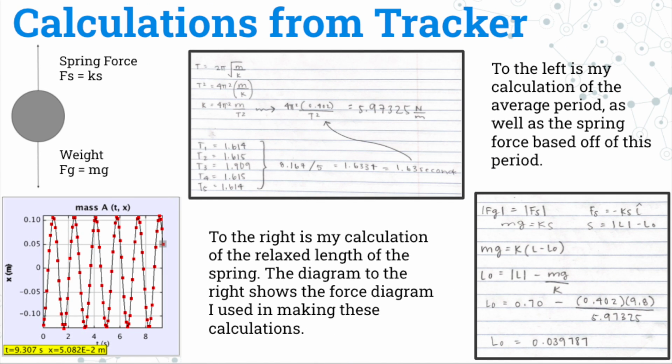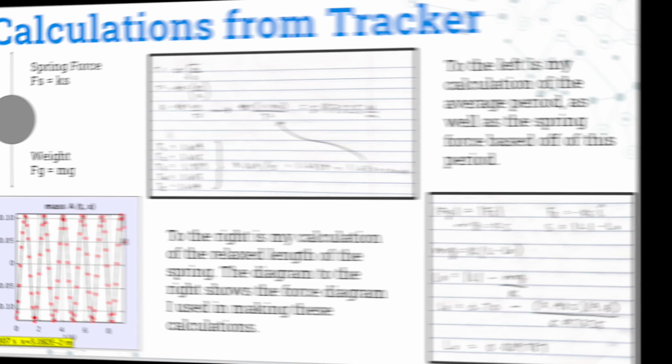There were two main calculations I did from the data I obtained from Tracker. After finding the average period based off of the data in Tracker, I was able to plug this period into the formula to get the spring constant. After finding the spring constant, I was able to use the force diagram and the momentum principle to then find the relaxed length of the spring. The force diagram is shown to the upper left, and the calculation is on the bottom right.